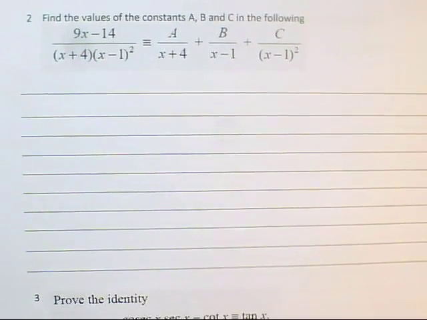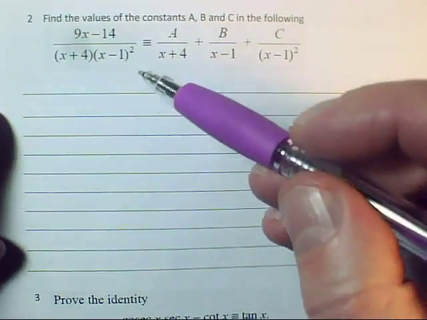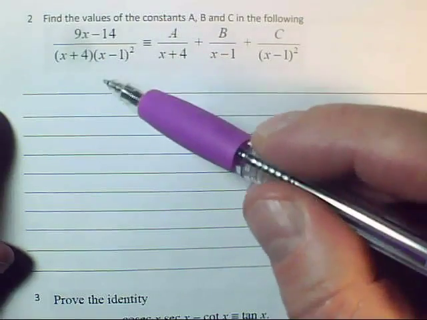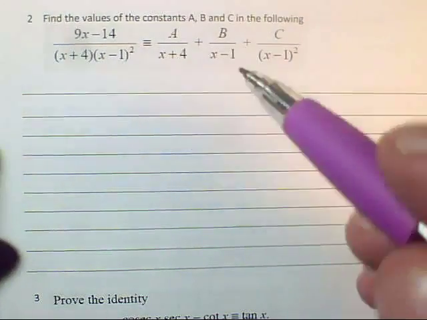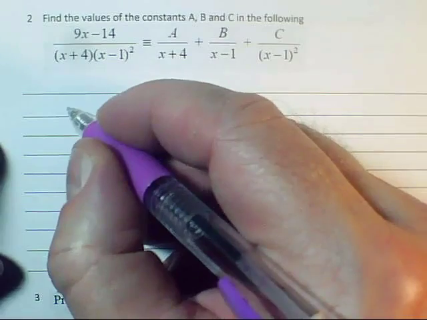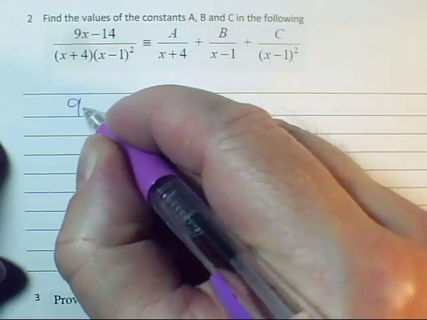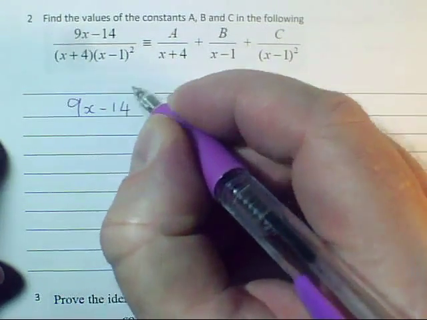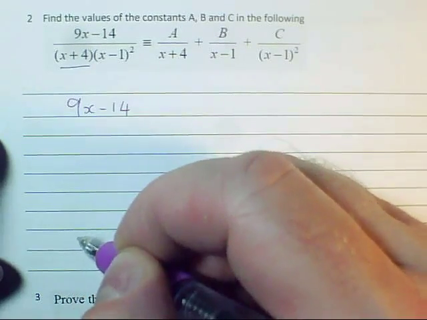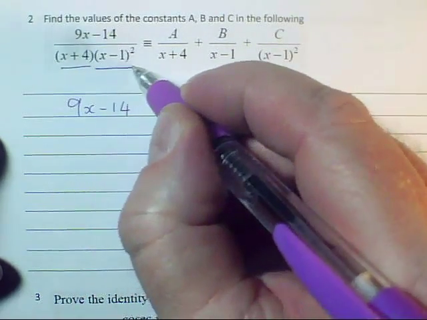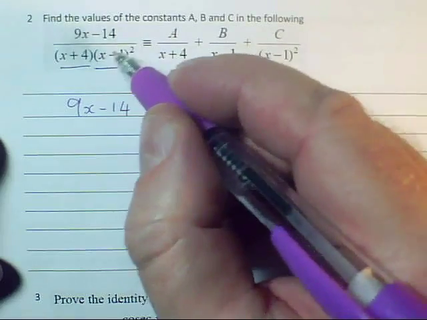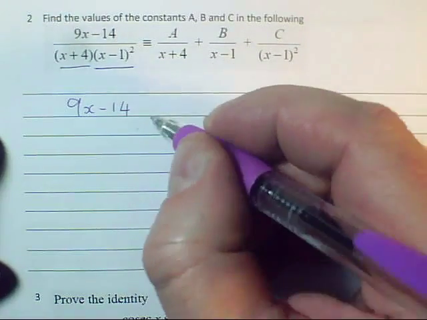Okay, here we've got partial fractions, and we've got this thing where we've got the squared factor, and the difficulty that people have is getting the first line sorted. So we're going to want 9x minus 14 here, so we need to have multiplied by x plus 4 once and x minus 1 squared, so that's the factor x minus 1 twice.